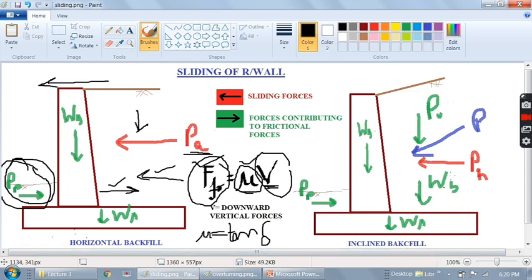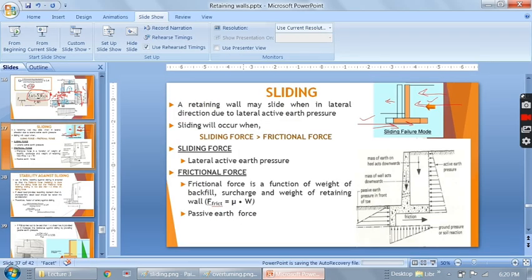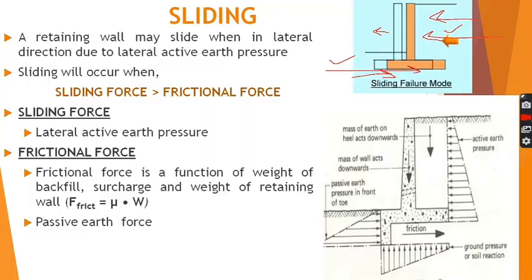Similarly for inclined backfill, we will have PH, the horizontal component, as the sliding force, and PV will contribute to the frictional force. So this PV will be added to all these vertical forces to get the total frictional force. Now let us go back to the slides.